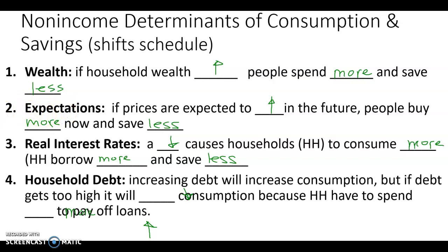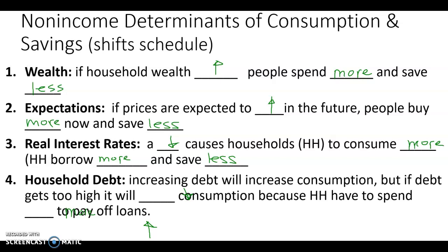The real interest rate, which is adjusted for inflation, if it goes down, households consume more and they borrow more and they save less. That's because they're like, wow, this house is less money or this car is less money, so I'm going to buy a car now. So that's the interest rate.